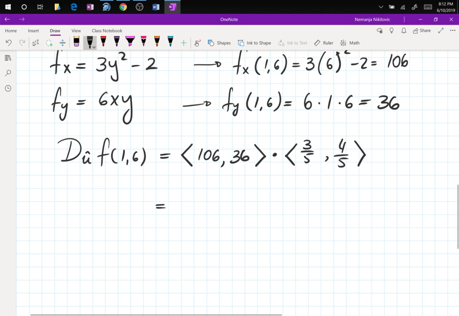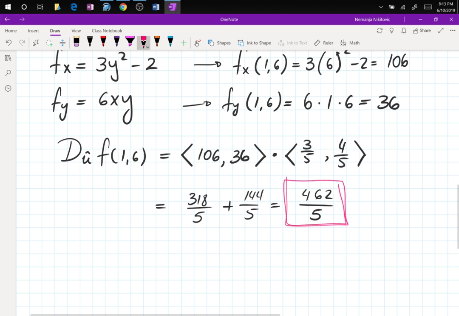And that is going to give us, remember, this is the dot product, so we're not getting a vector, we are getting a value, and that's the value of the slope that you are looking for, right? It's a derivative. So it better be a scalar quantity. And the dot product does give us a scalar quantity. So 106 times 3, that's 318 over 5, plus 36 times 4, 120, 144 over 5. Common denominator is already there. So we have 462 divided by 5. And that's the value of the derivative. As to interpreting it, just give me 10 minutes.